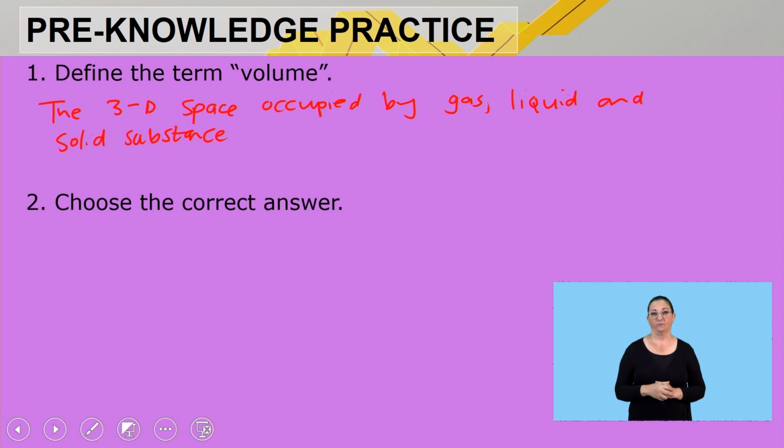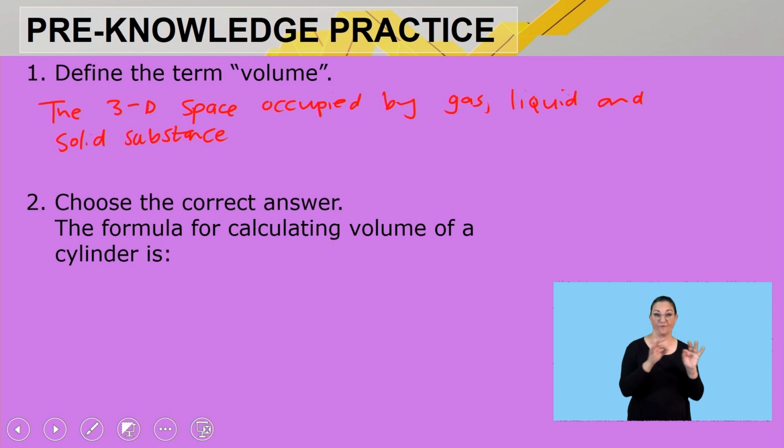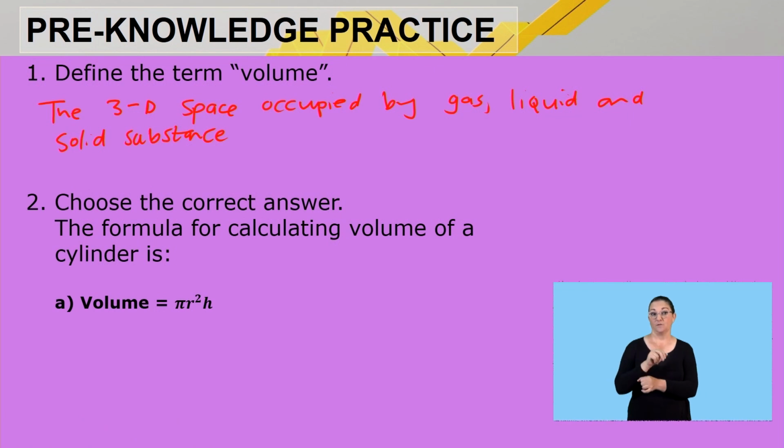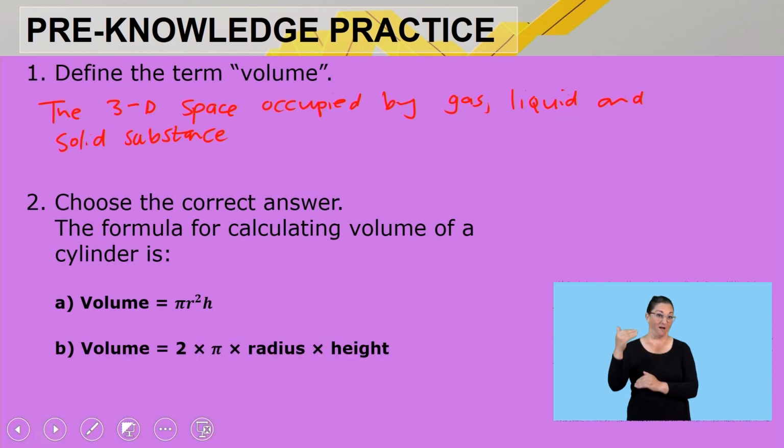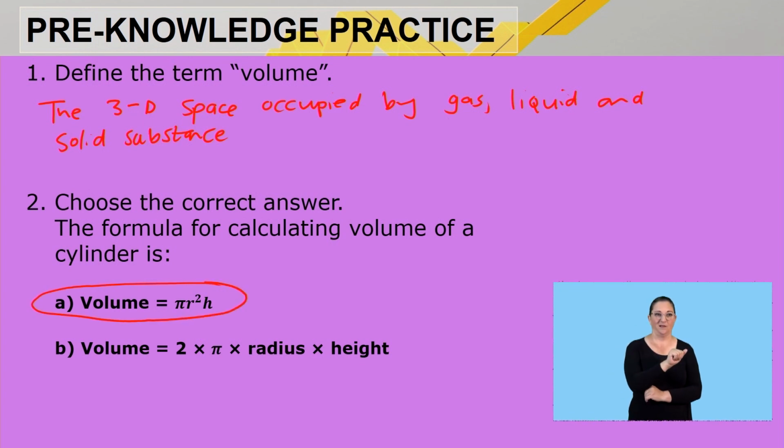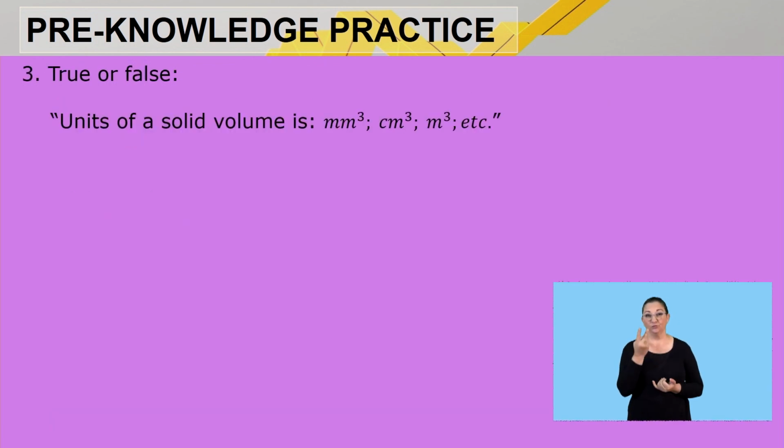Looking now at question number 2, choose the correct answer. So the formula to calculate the volume of a cylinder, is it A, where we say volume equals pi times radius squared times height, or is it B, where we say it's 2 times pi times radius times height? Right? We agree now that the correct answer here is A, where we say it's pi times radius squared multiplied by our height.